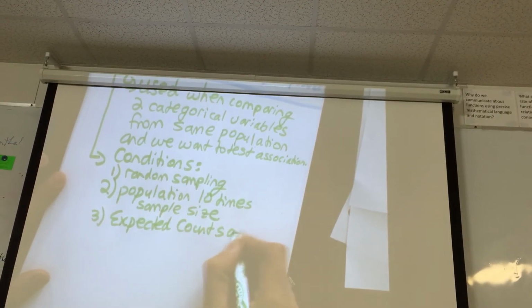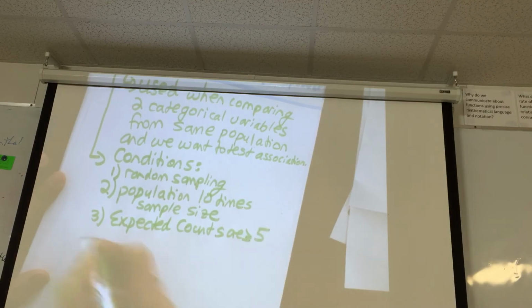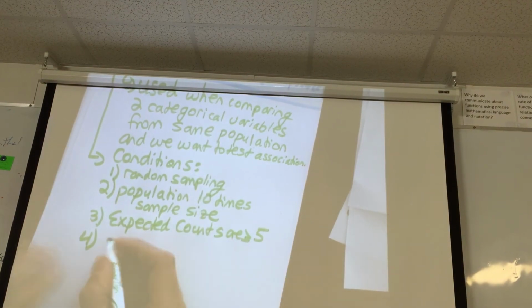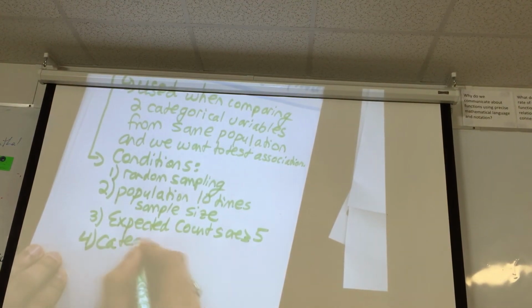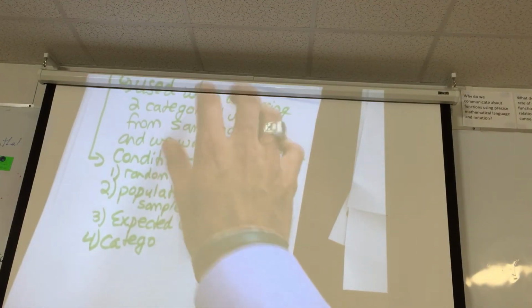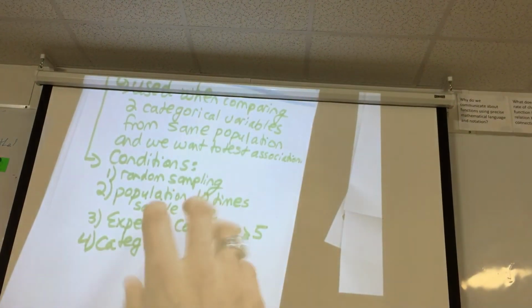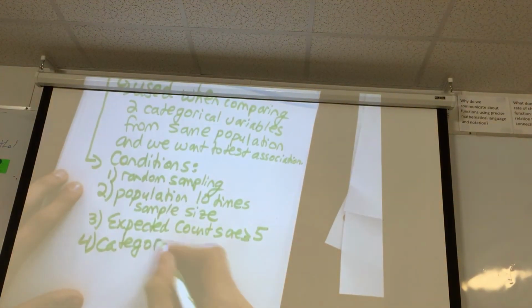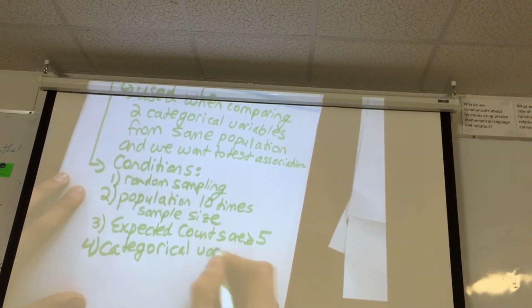Expected counts are greater than or equal to 5. And the fourth one, we already really hit it up here, but the fourth one is that we have categorical variables. So if you already state that you have categorical variables up here in the naming the test, you don't need to restate it down here. You can if you want to, I'm not going to count off.